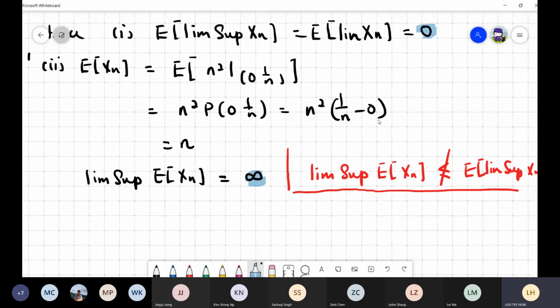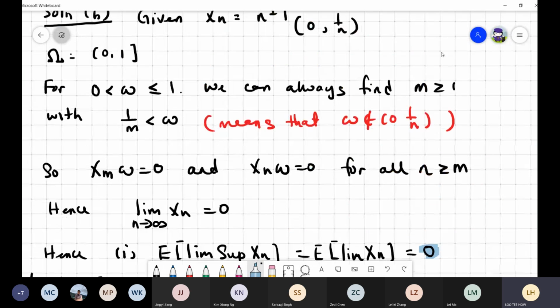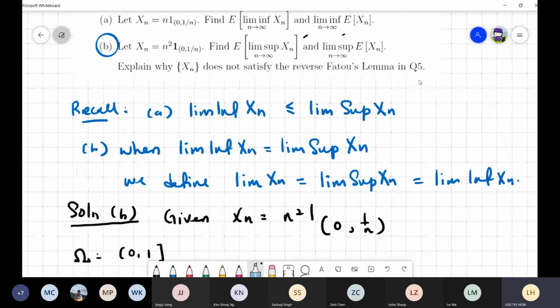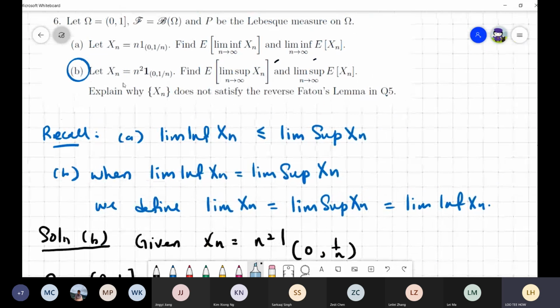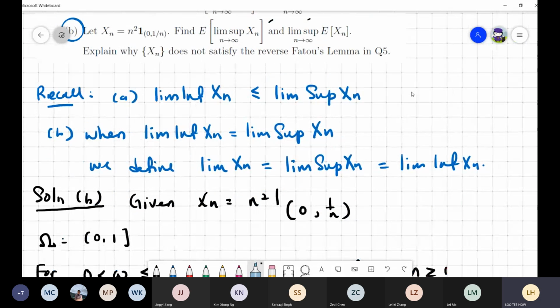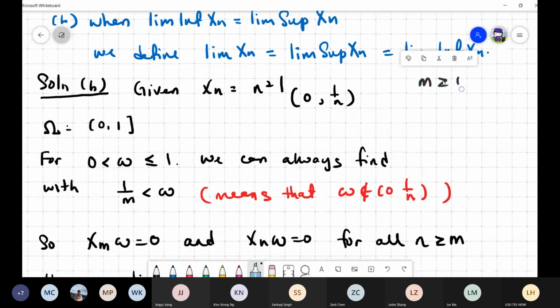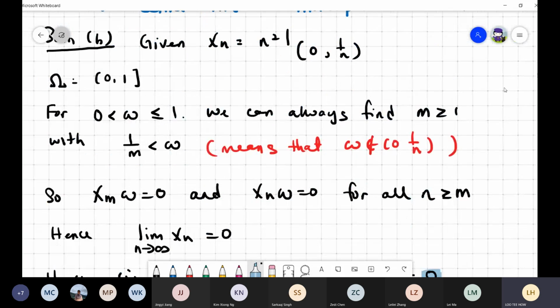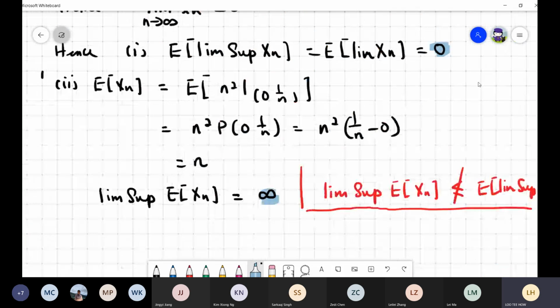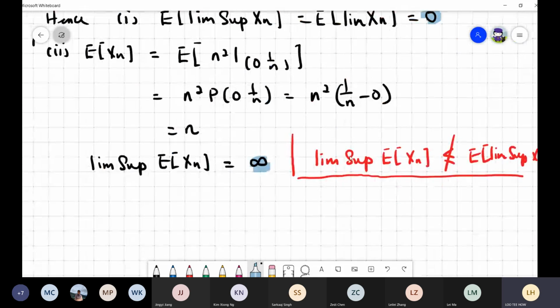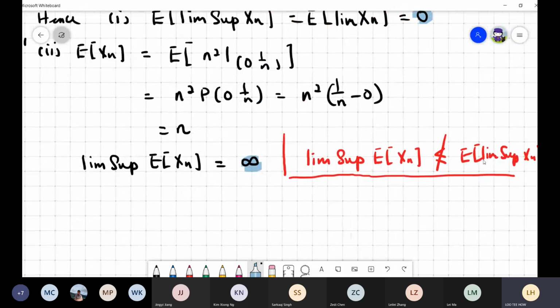We go back to our questions. So the question asks this. Explain why xn does not satisfy the reverse factor lemma in question 5. Okay, so that means we come back to here. That is actually this. This is not less or equals to this.